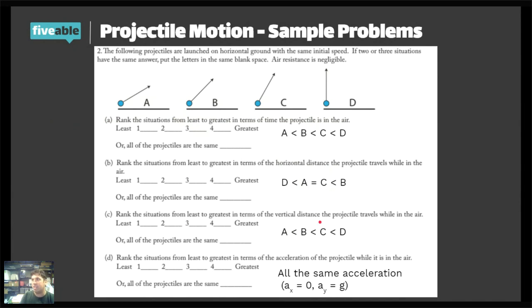All right, vertical distance. Well, again, if you're going straight up in the air, you're going to go higher in the air. So A is the smallest because it's not going up in the air very much. And D is the biggest because it's going all the way up in the air and no horizontal in there. And the acceleration of the projectiles, we get to ignore air resistance, which is wonderful. And that means that they all have the same vertical acceleration, which is g. So nothing horizontal, everything vertical. And we go from there.